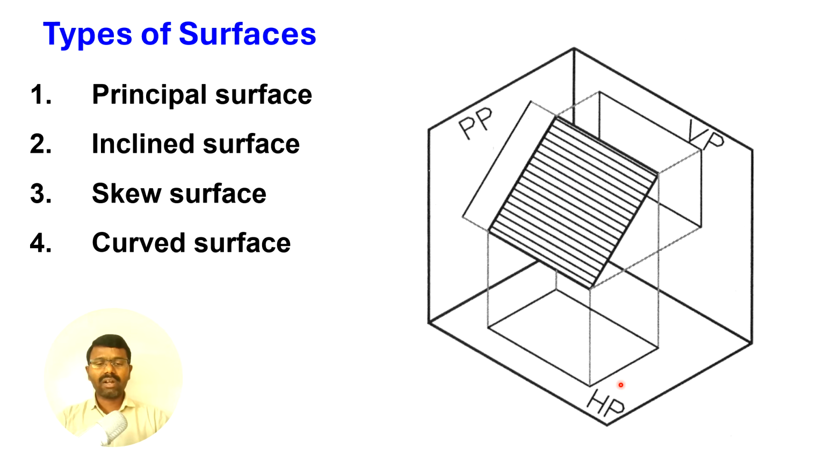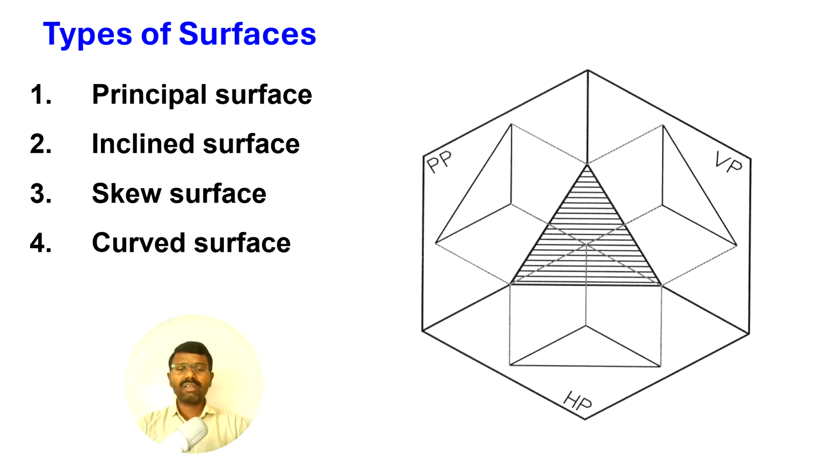But that will be drawn on the horizontal plane. And of these two surfaces, one surface only will be visible in two views, but both the views' dimensions are not the true dimensions of this surface. So that is the inclined surface. That is why first we draw the principal surface and then we go to the inclined surface. Then we go to the skew surface.